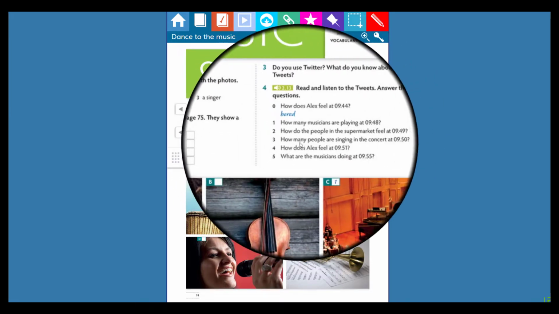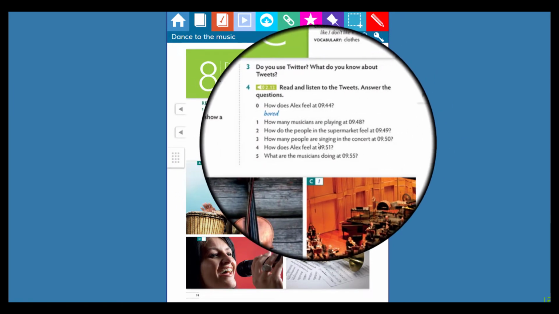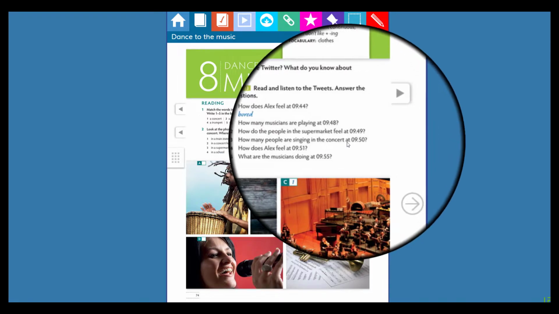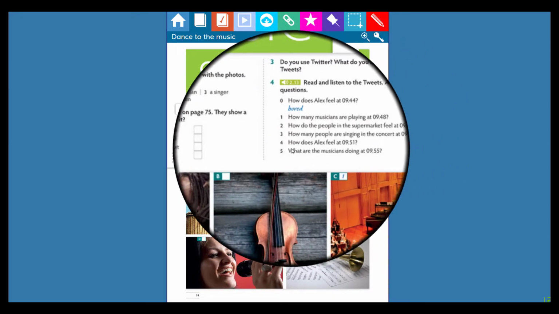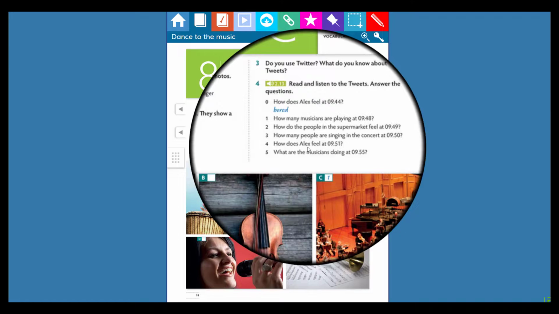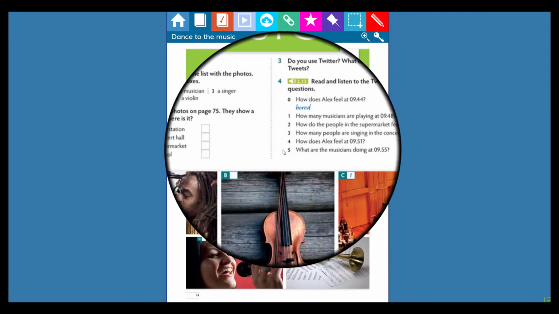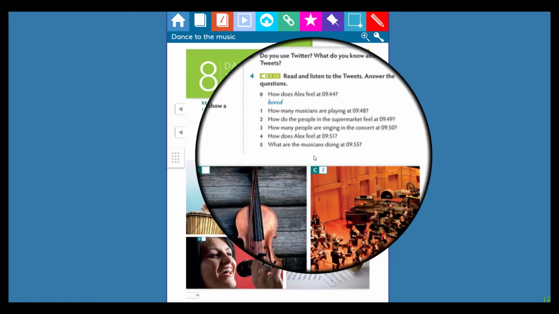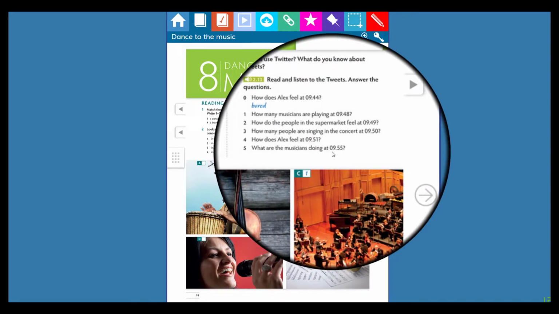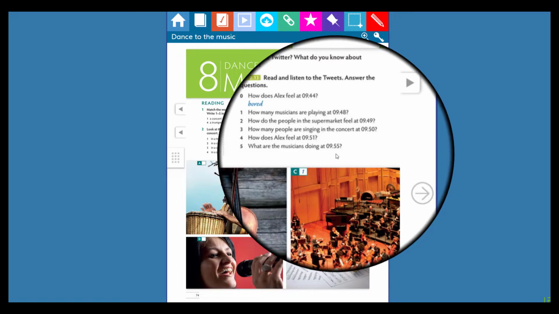Number 3. How many people are singing in the concert at 9:50? Number 4. How does Alex feel at 9:51? And number 5. What are the musicians doing at 9:55?